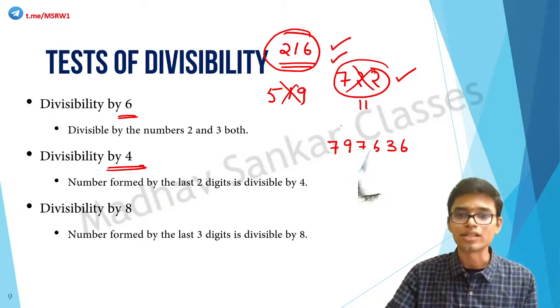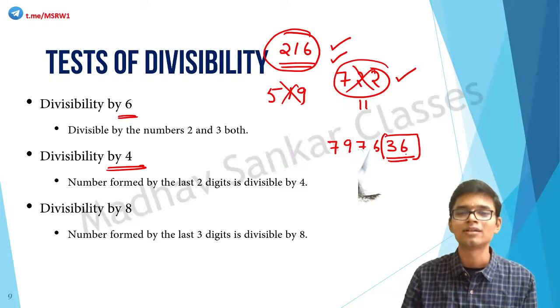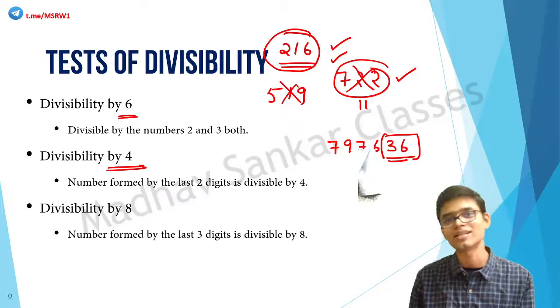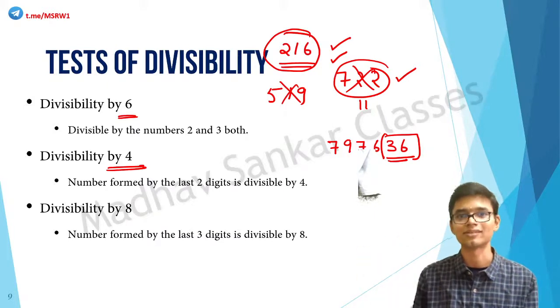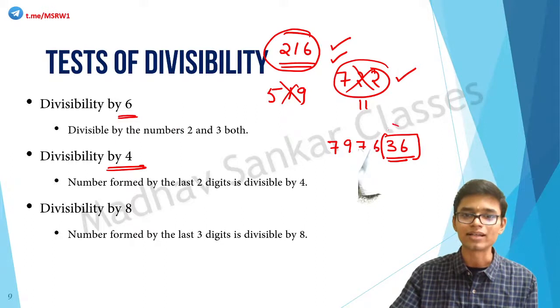So the last 2 digits, 3 and 6, together form 36. Is 36 divisible by 4? Yes, right? 9 fours are 36. So 36 is divisible by 4. Therefore, this number is divisible by 4.